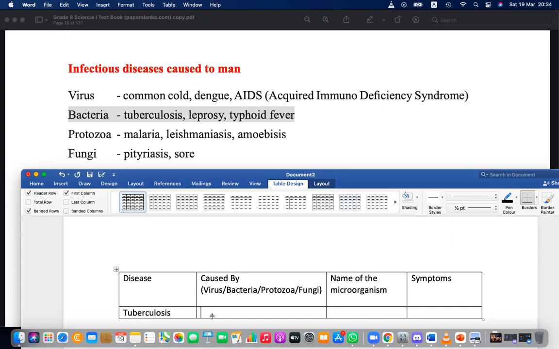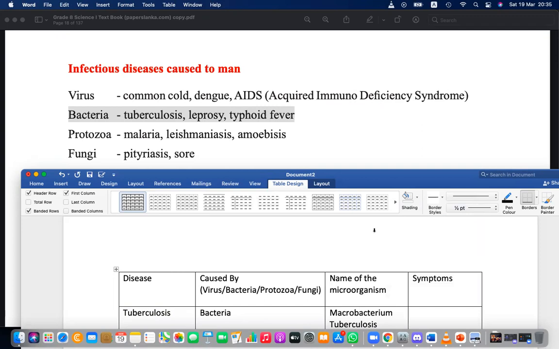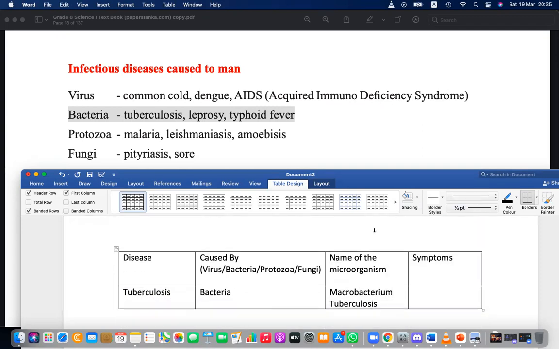So it is caused by what? It's given here, right? You can just write down it's caused by bacteria. And the name of the bacteria is Mycobacterium. Tuberculosis.